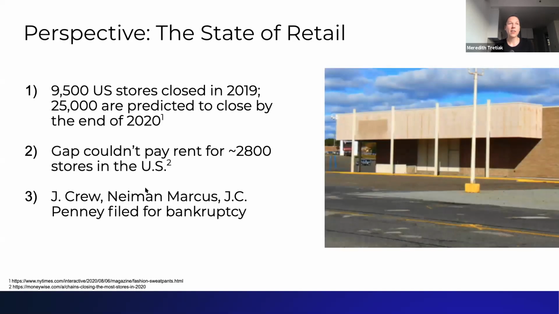In the US, 9,500 stores closed in 2019. 25,000 are predicted to close by the end of 2020. Gap Inc. couldn't pay rent on 2,800 stores in the US. And major brands are going bankrupt, right? So J. Crew, Neiman Marcus, JCPenney. These are US brands, but this is a fairly global phenomenon.